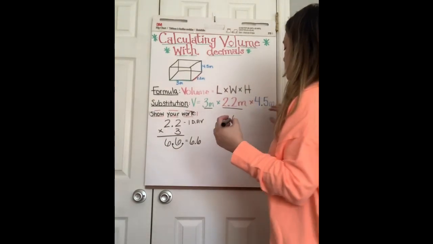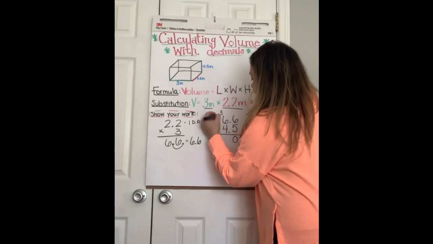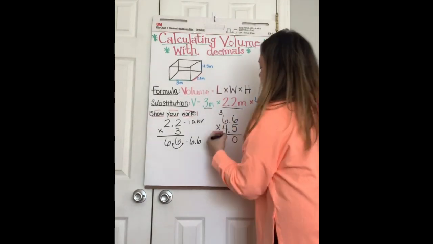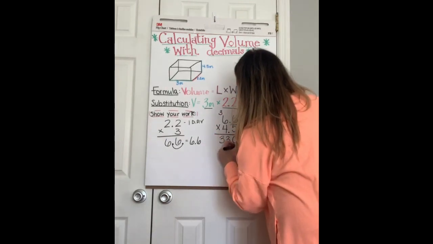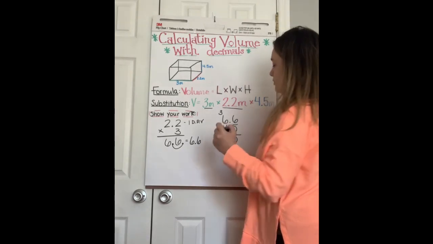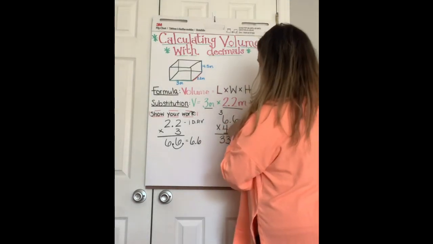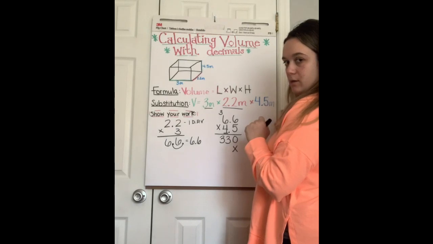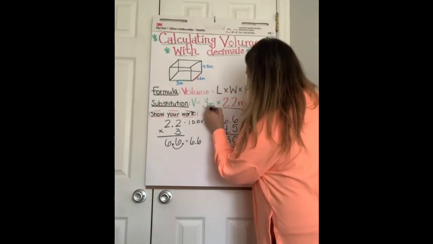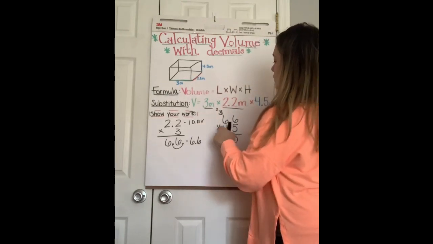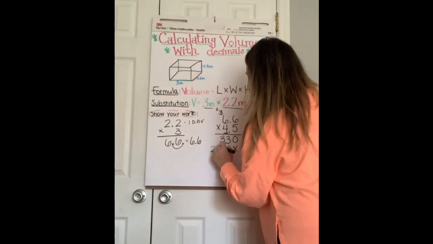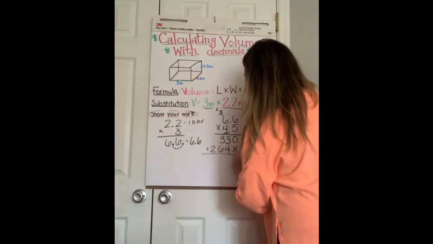Now 5 times 6 is 30. I'm going to carry my 3. 5 times 6 is 30. 30 plus 3 is going to be 33. I'm going to put an extra 0 as a placeholder because I'm moving over to the 10th place. 4 times 6 we know is 24. 4 times 6 is 24. 24 plus 2 is 26.